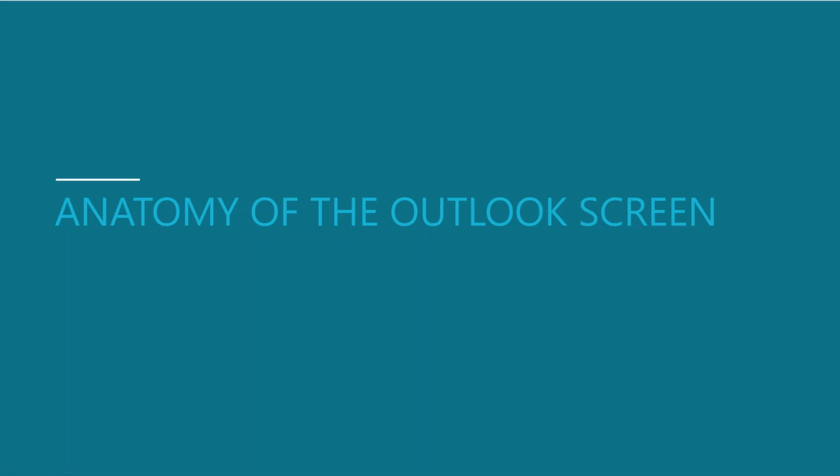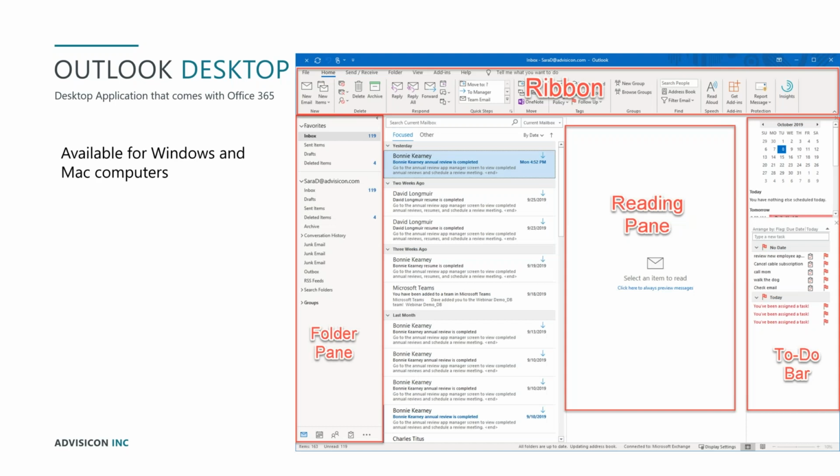But with that, we'll take a quick look at the anatomy of the Outlook screen. When we look at the Outlook desktop window, this is the desktop application that comes with Office 365 and is currently available for Windows and Mac computers, laptops, and desktops. As we look across the top, we see the ribbon, which is the primary interface for accessing the various tools and settings. On the left-hand side of the screen, we see the folder pane where we have all of our listed favorited folders, different mailboxes, search folders, and Office 365 groups.